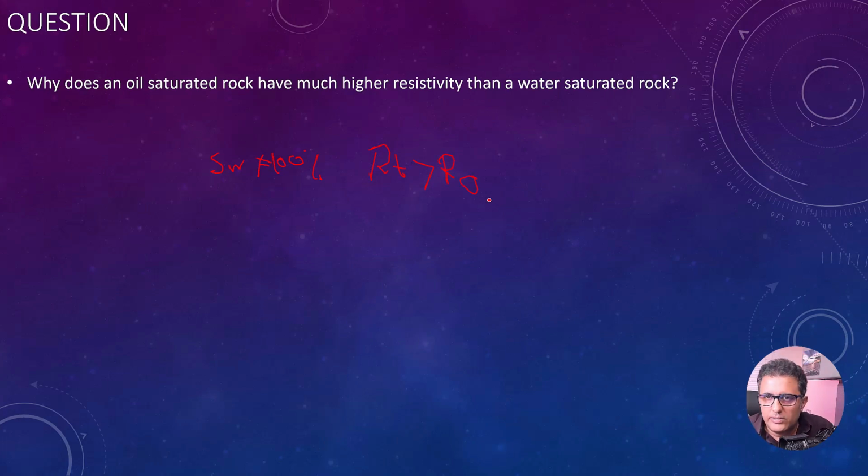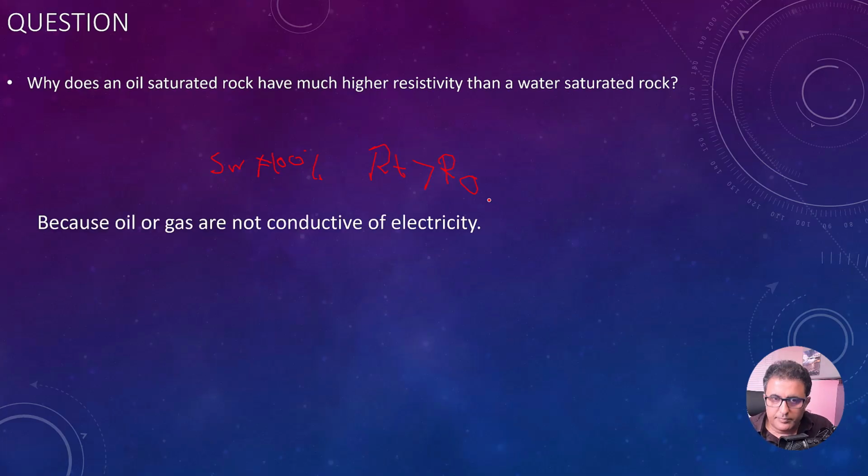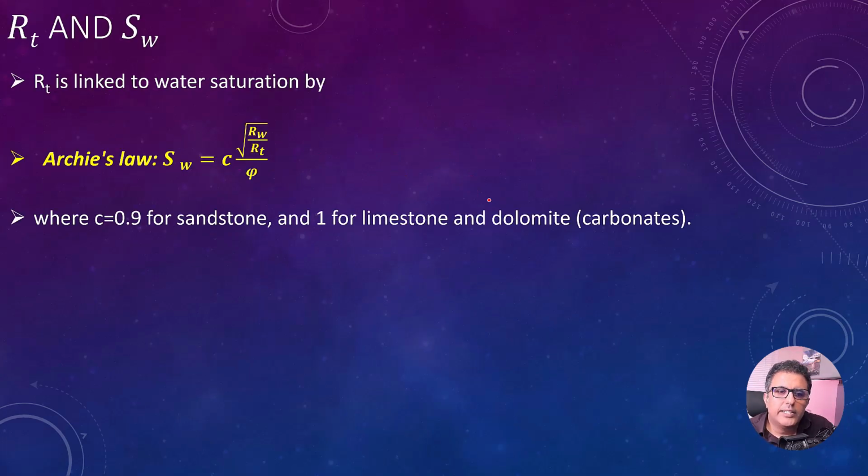So the answer is that the oil and gas are not conductive. So a rock that has some hydrocarbon saturation should have higher resistivity.